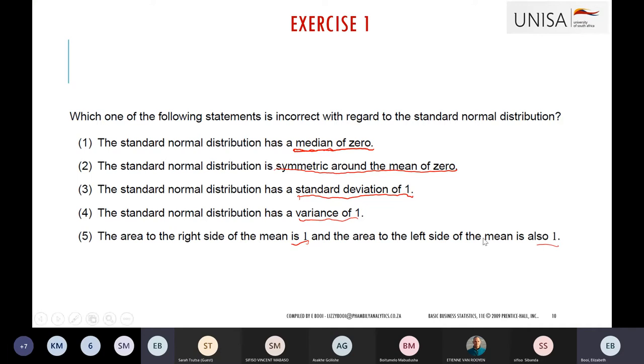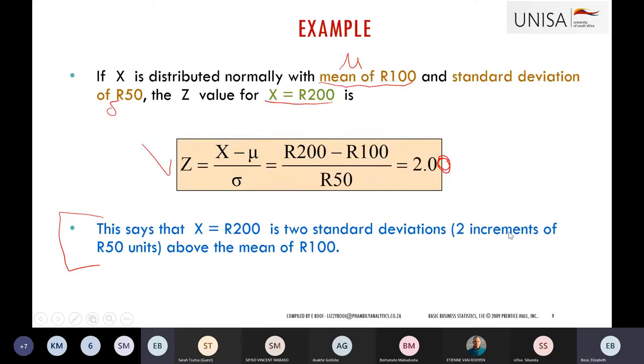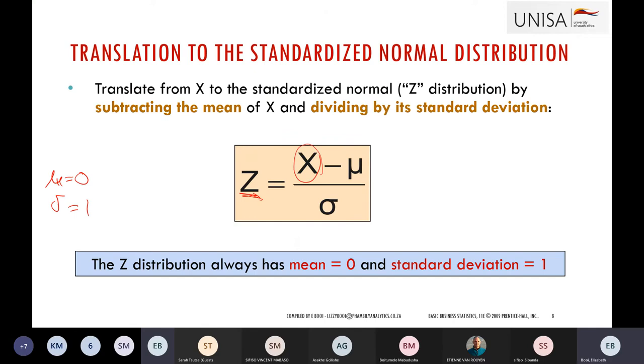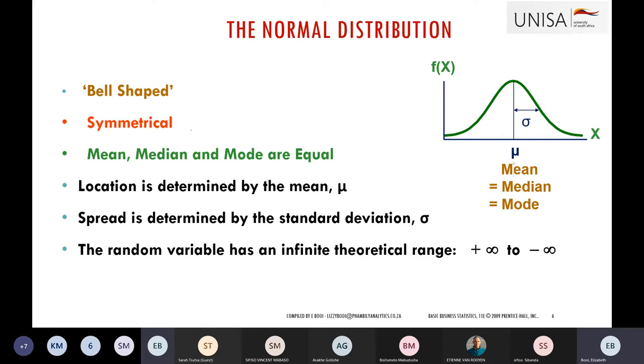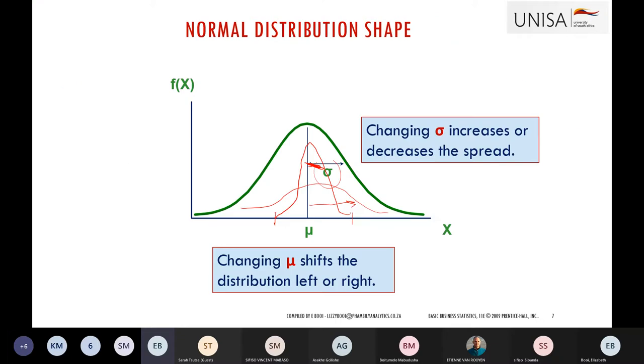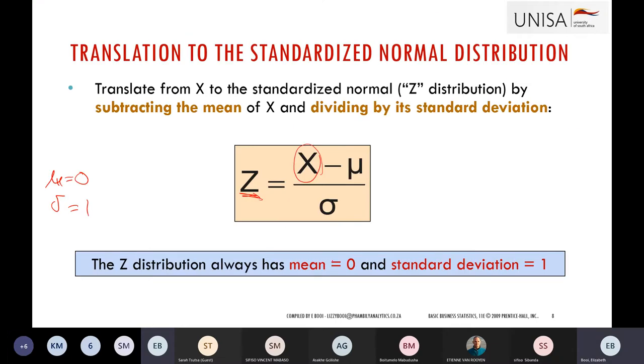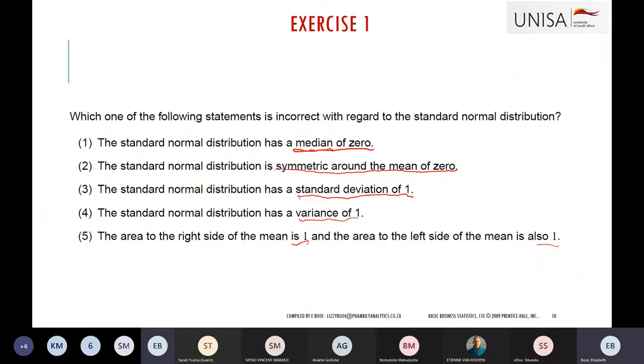So let's go back to our question, our statement that we had. So remember what we said. We said a normal distribution, the mean, the median, and the mode are the same. It's symmetrical and is distributed with the mean of 0 and the standard deviation of 1. Remember that. Let's go and answer the question.